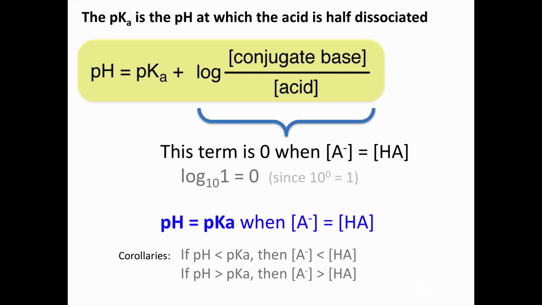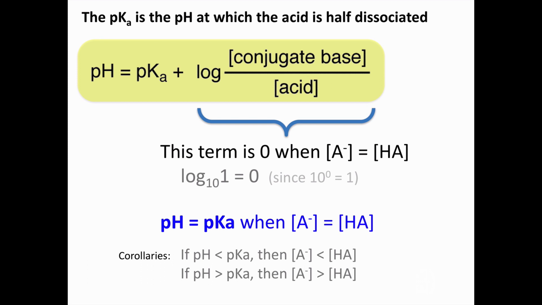So what's so special about the value of pKa? From the Henderson-Hasselbalch equation, we learn that the pKa is the pH at which an acid is half dissociated. If the concentration of A- equals the concentration of HA, then the final term in the equation is 0. 10 to the 0 power is 1, so the logarithm of 1 is 0. And the pH will equal the pKa when the concentration of A- equals the concentration of HA.